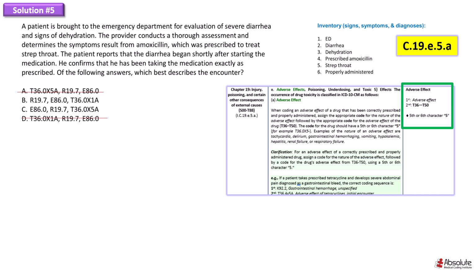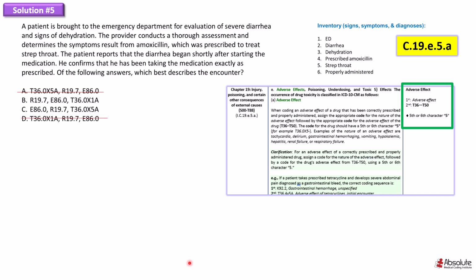And there's something else. You got a little tip, coders. Right here, when you have an adverse effect, your fifth or sixth character is a 5. Yes. So on site, if you look at B and C, let's look at our adverse effect code. Look at that. B's sixth character is a 1 and C is a 5. And you know what, coders? That's our answer, C.